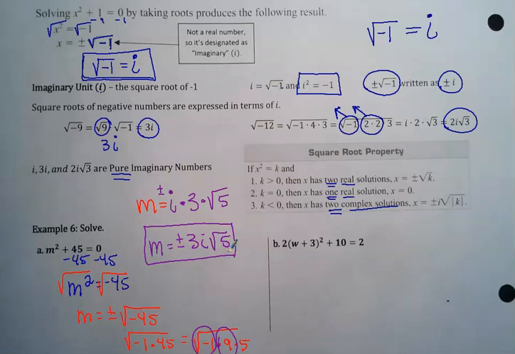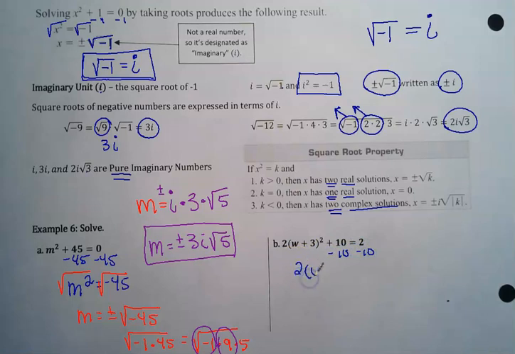Imaginary numbers are not too difficult. It really is just replacing the square root of -1 with an i and saying it's imaginary. Okay, so let's look at B. It's very similar to the one we just did as well. We've got our squared term here, the quantity w plus 3 squared. So let's isolate that to get us started. Let's subtract 10 from both sides.